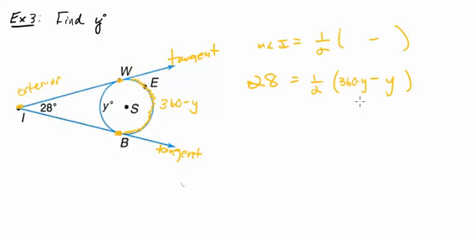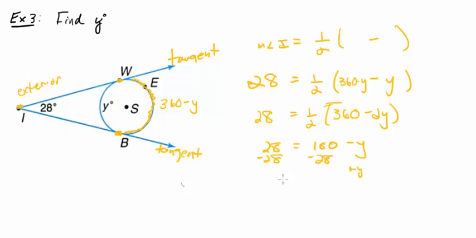Okay, and now we just have to do some math. We have 28 equals half of 360 minus 2y. I'm just combining like terms. And I'm distributing the half, so we have 28 equals 180 minus y. Now we're just going to solve this, subtract 28 on both sides, and add y to both sides. So now we have y is equal to 152, 152 degrees.